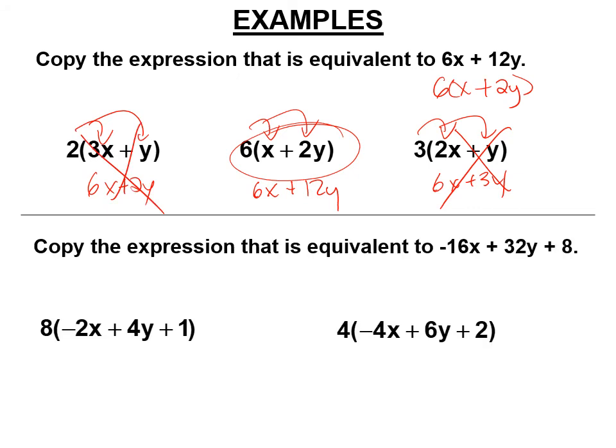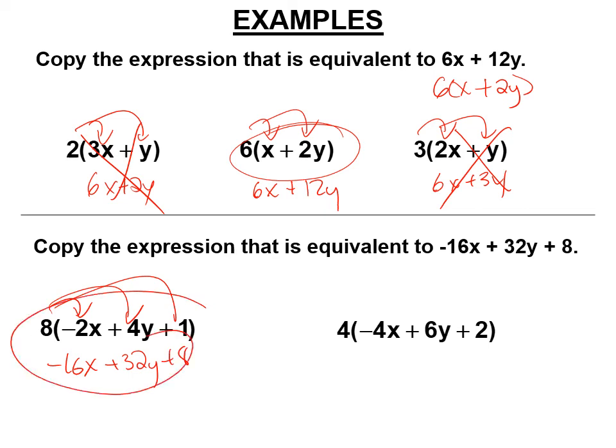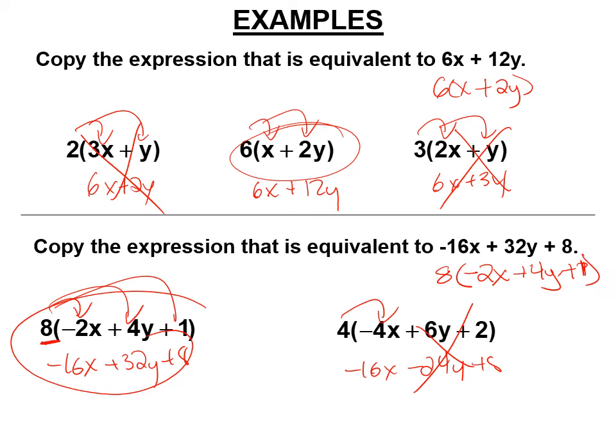All right, so which one is equivalent to that? Well, we can just do the distributive property. Negative 16x, 8 times 4y, plus 32y, plus 8. So it looks like that one. What is this one? Negative 16x minus, oh, that's minus 24y, plus 8. All right, so it's not that one. But what would be the greatest common factor here? It would be 8. Right, you would take out the 8, and then this would be negative 2x plus 4y plus 1. That's what we got.